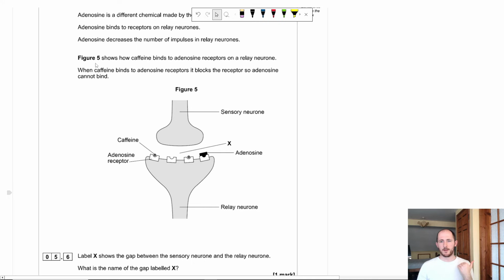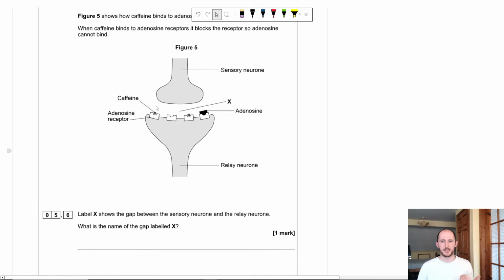Okay? Figure 5 shows how caffeine binds to the adenosine receptors on a relay neuron. When caffeine binds to the adenosine receptors, it blocks the receptor so adenosine cannot bind. So here you have caffeine, as you can see, it blocks adenosine from fitting into that gap, which means the messages aren't being slowed down. Okay? The messages can continue passing as quickly as normal.